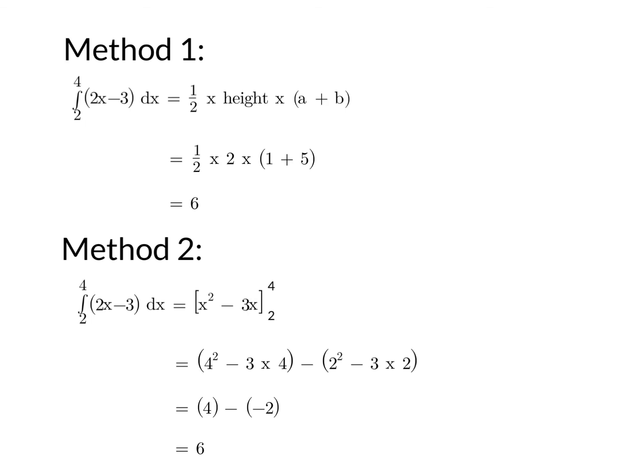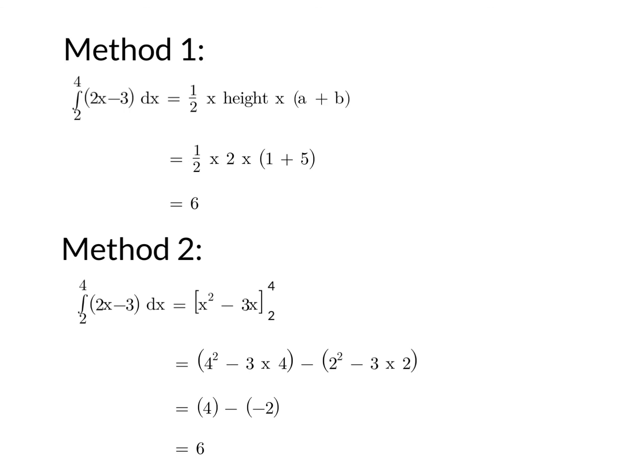two methods. So we can use method 1, which was finding the area of the shape formed, so the trapezium with the x-axis. So the area is a half times the height times the sum of the two parallel sides. So that's a half times 2, the height between the two parallel sides, times 1 plus 5, which is 6.